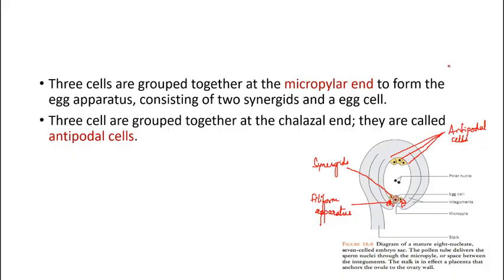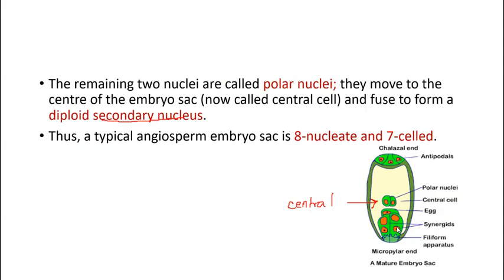These two nuclei will fuse to form the secondary nucleus. Here it is the central cell, which I can say is the diploid central nucleus. So this is the central cell. The central cell is what? Having diploid chromosome number, and the antipodal cells and the micropylar end.